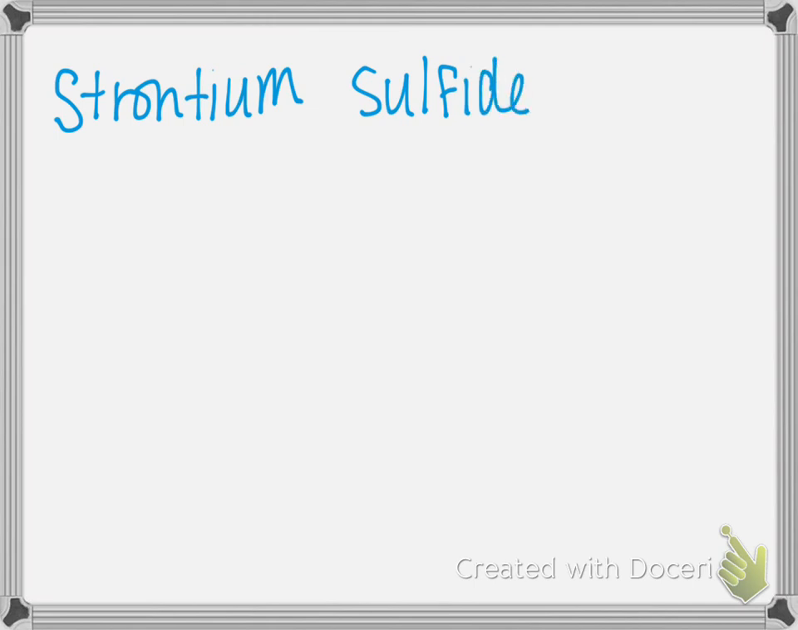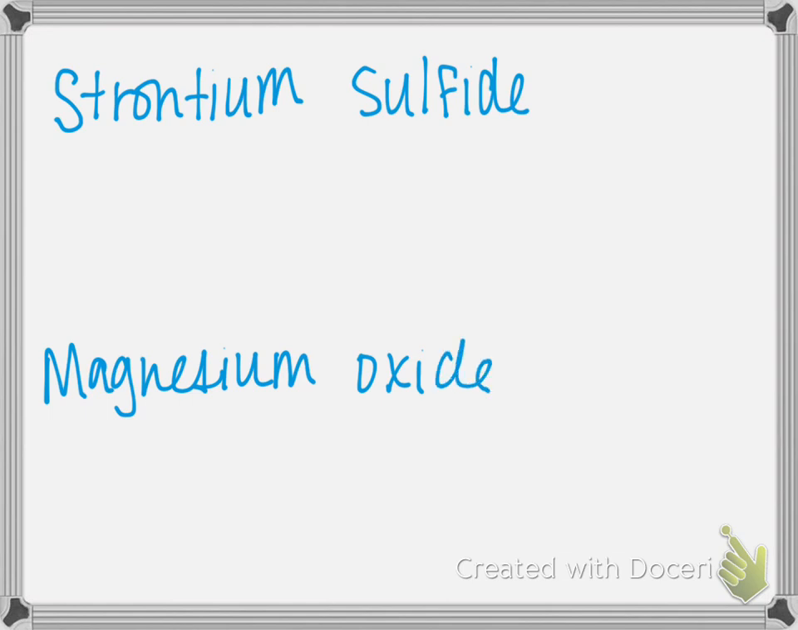Let's try a couple more of those. Give me the formula for the following. I'm going to give you the name and you give me the formula. So the first one, let's do strontium sulfide. You're going to give me the formula. And then I want you to do magnesium oxide. Okay, so go ahead and pause it. Figure out what those chemical formulas should be, and then when you resume, I'll talk through them.